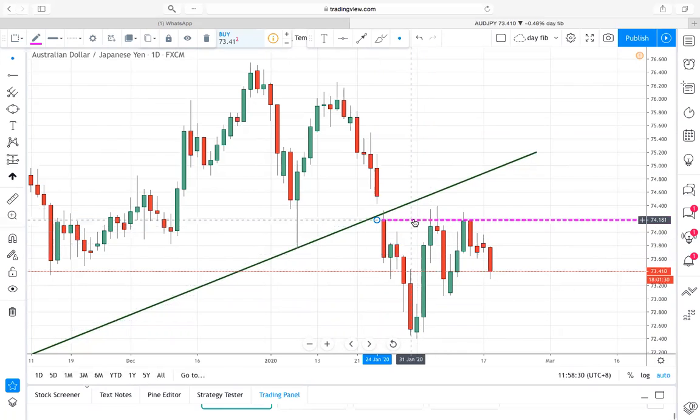Okay, so this pink line here acts as the resistance, right? The resistance is like a ceiling. Can you imagine in your home, your ceiling? Is it likely that you break out of that ceiling? No, right? So it is the same here. The price failed to break out of this ceiling, and it is followed by this small little red candle, and then the next day it comes back down again, right? It comes back down again.